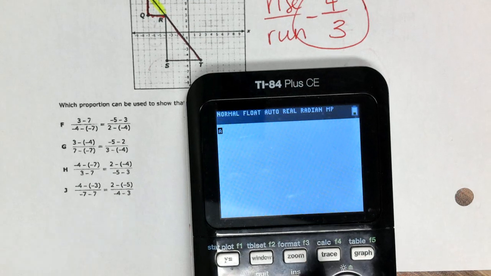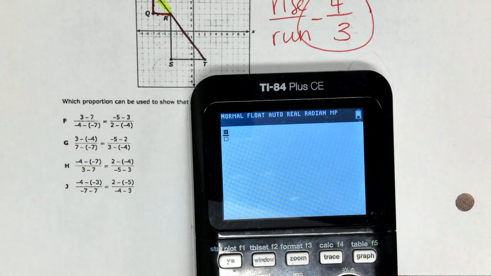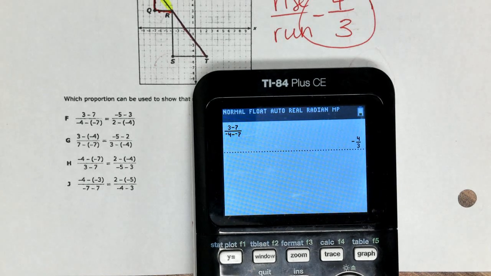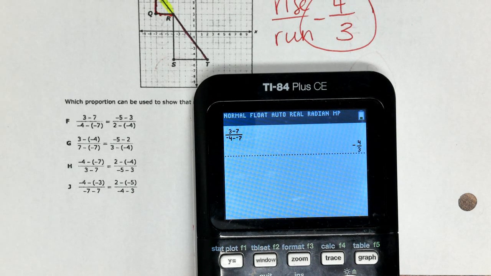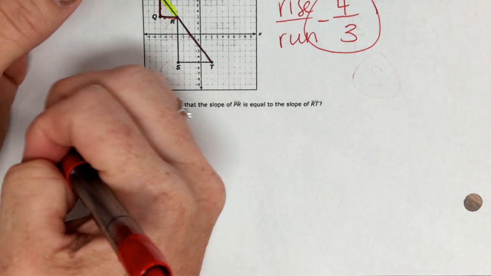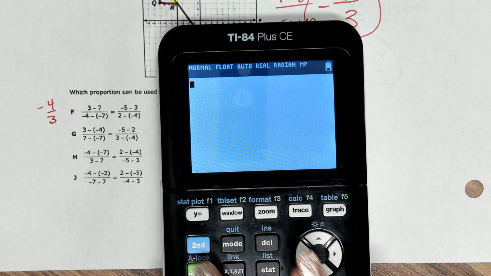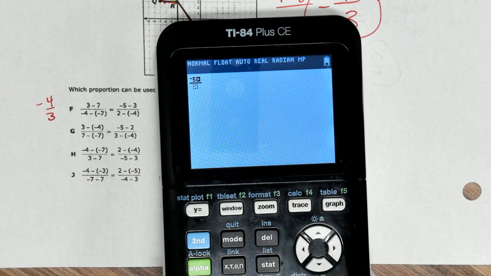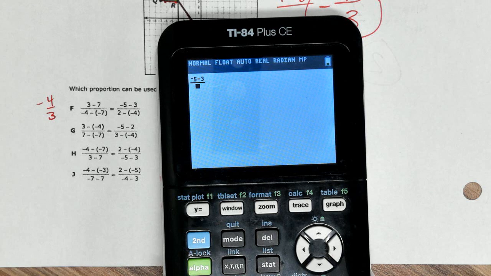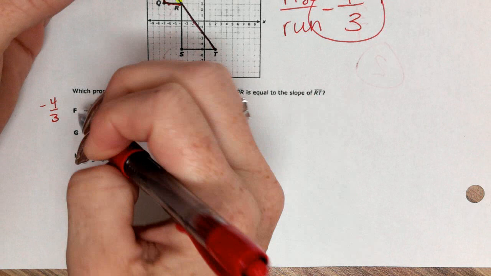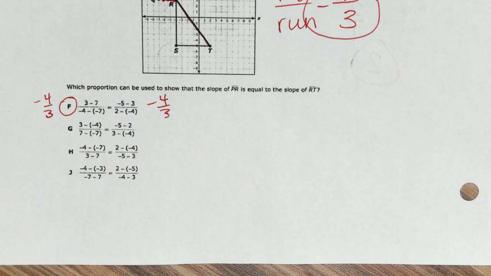Okay, so I go test out choice F by going to alpha y equals and typing in 3 minus 7 over negative 4 minus negative 7. Did I get negative 4/3? Do I just pick that answer? No, I must go check the other side. So negative 5 minus 3 over 2 minus negative 4 is also negative 4/3. So that's your answer.